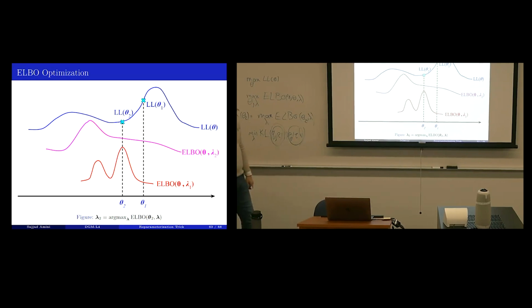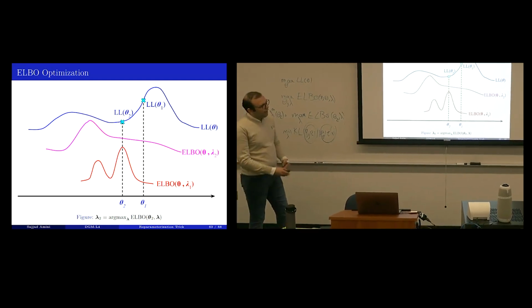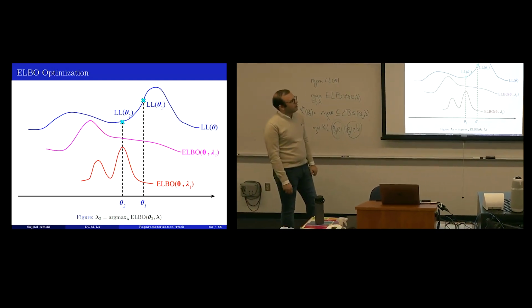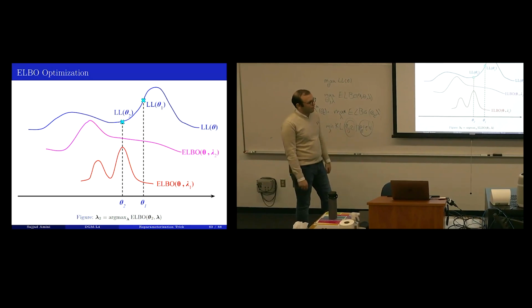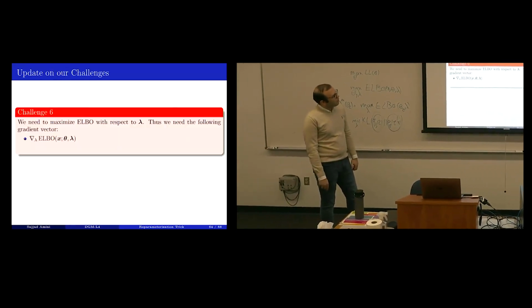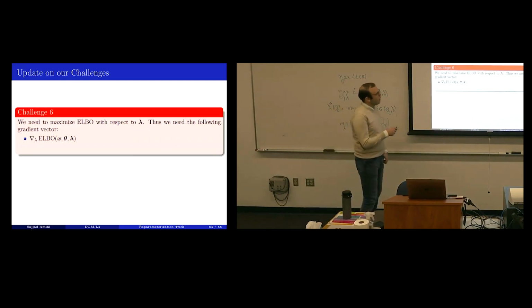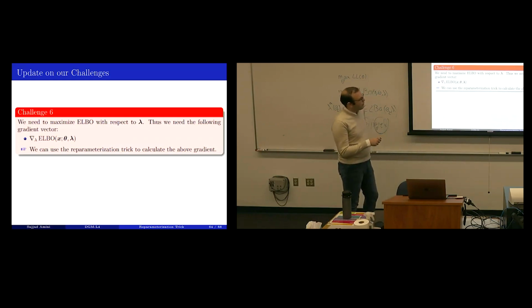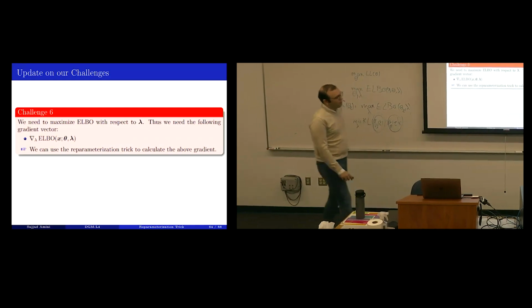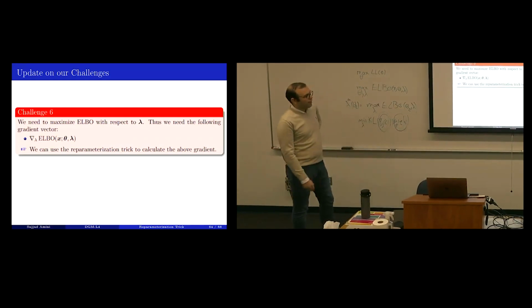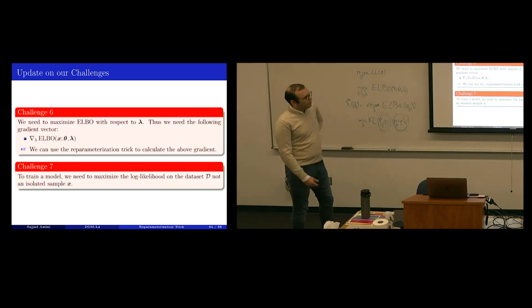Okay, this is just a visualization of how variational learning works in the case of VAE. So challenge number 6 was that you need to take this gradient with respect to lambda, and we see that the reparameterization trick can solve the problem. How? By changing from a Q lambda distribution to a standard Gaussian distribution. But we have another challenge.